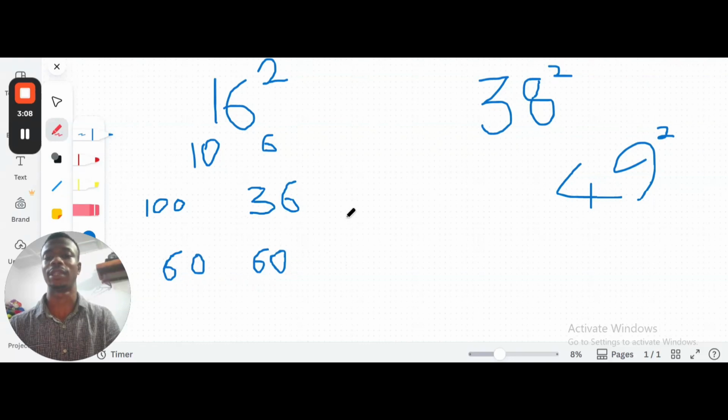Then you add everything together. The square of 10 is 100. The square of 6 is 36. Altogether, that is 136.